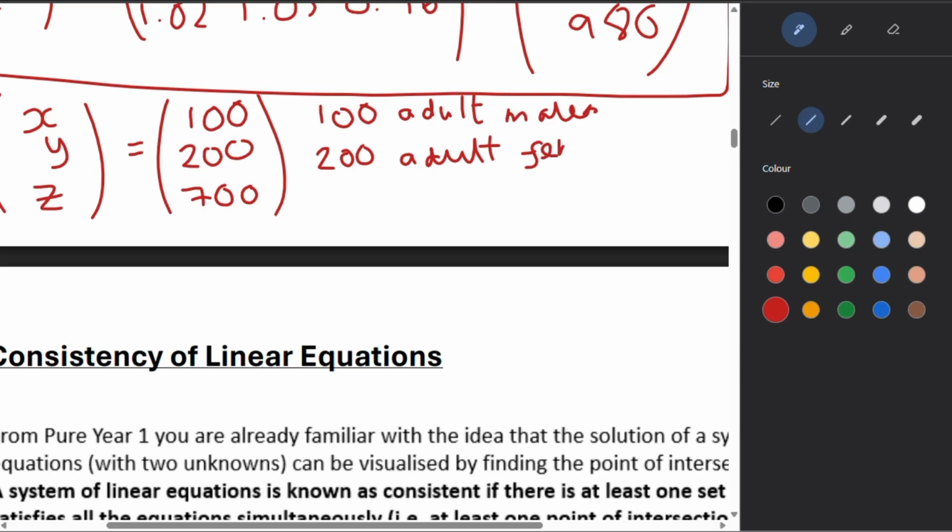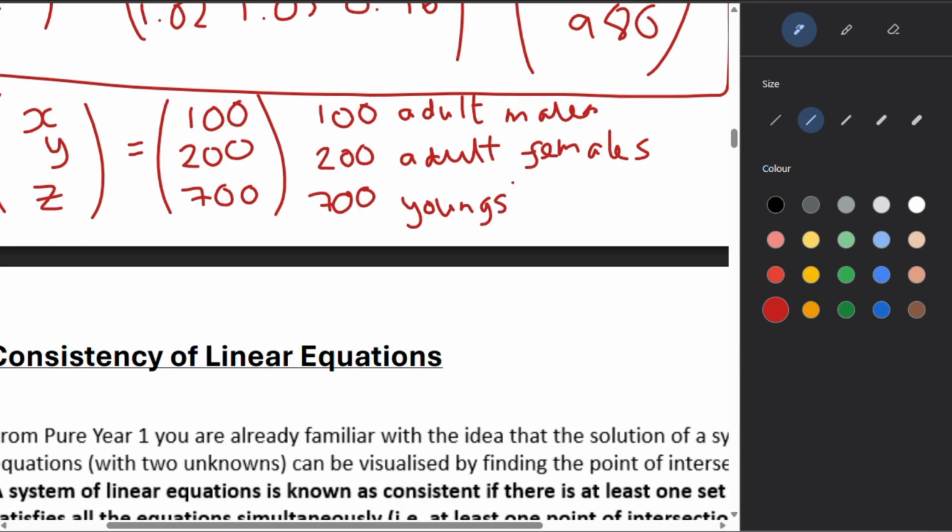And then we have 700 youngsters. And then a quick sense check. Obviously, you could put this in on your calculator and use the solver tool like that. But obviously, we weren't given the simultaneous equations. We set them up ourselves.